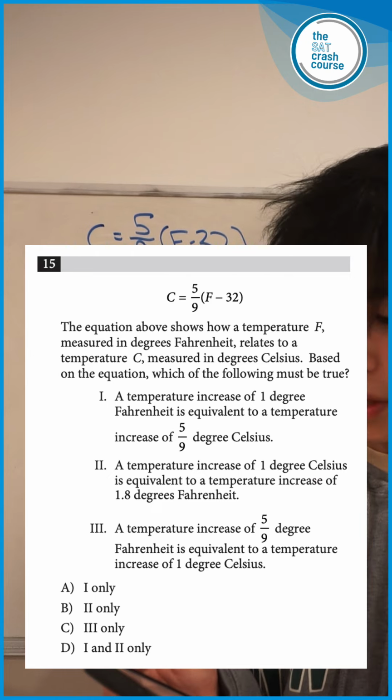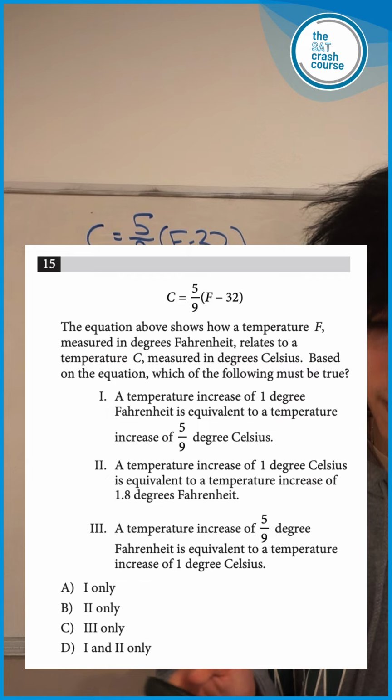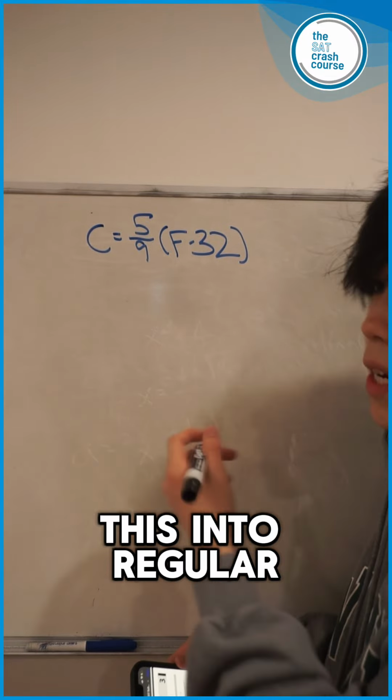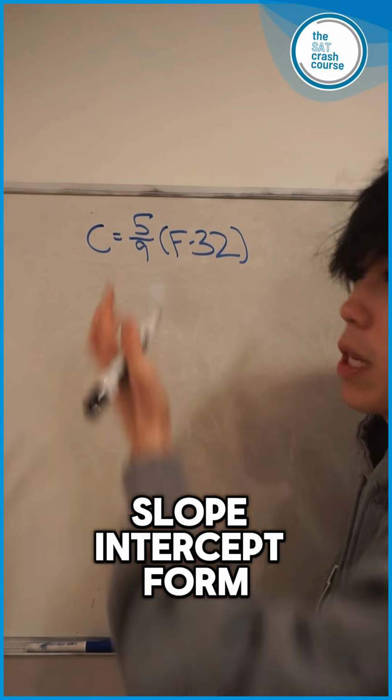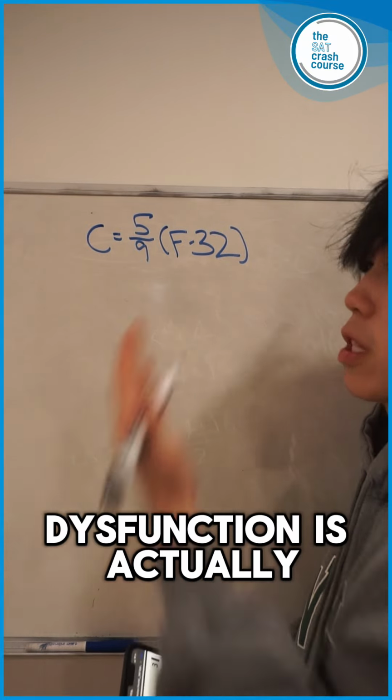Question 15. The equation above shows how a temperature F measured in degrees Fahrenheit relates to a temperature C measured in degrees Celsius. Based on the equation, which of the following must be true? Let's first put this into regular slope-intercept form, since this is a linear equation, so we can better visualize what this function is actually saying.